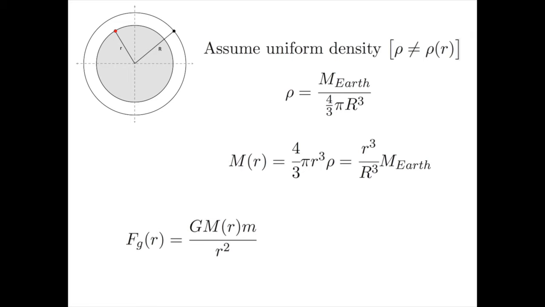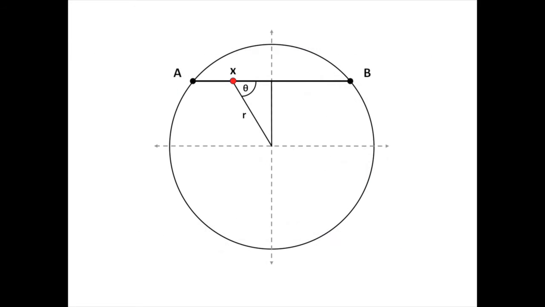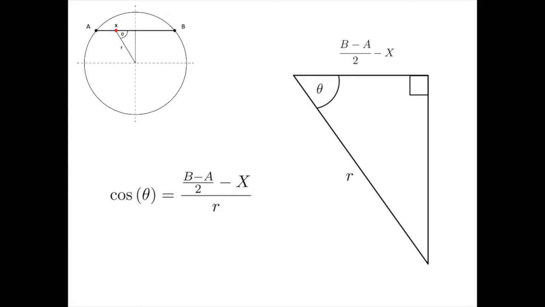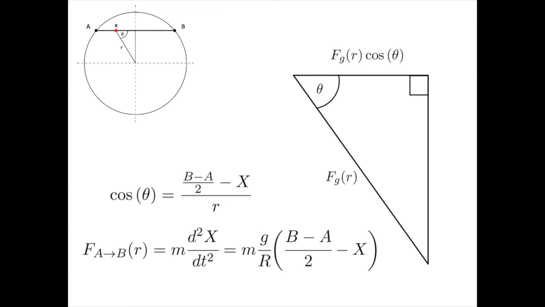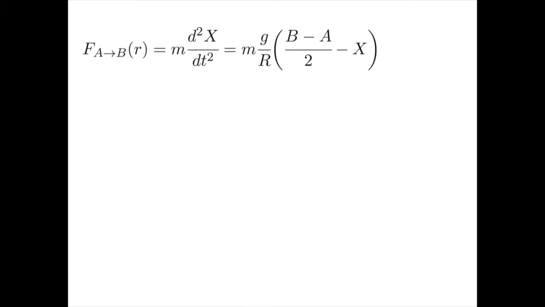Using Newton's law of gravity, we can find the equation for the force of gravity on the train at any distance r from the center of Earth. Note that the force of gravity grows linearly with r. Looking more closely at the geometry, we are able to derive the equation for the component of the force of gravity along the path. By using Newton's second law, F equals ma, we arrive at a second-order differential equation, which is easily solved by separation of variables and integrating.